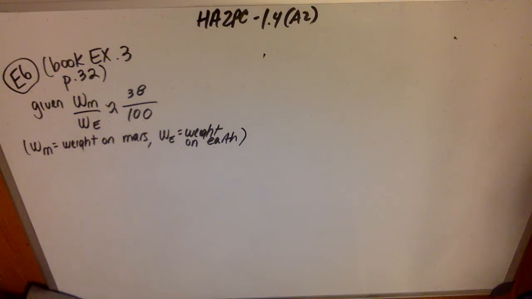This is Honors Algebra 2 Pre-Calculus. We're doing 1.4 in Algebra 2. I'm doing example 6 for our notes, but it's actually example 3 from the textbook on page 32, which I'm going to read to you because I'm not going to write out the entire paragraph. That's a weird waste of our time.